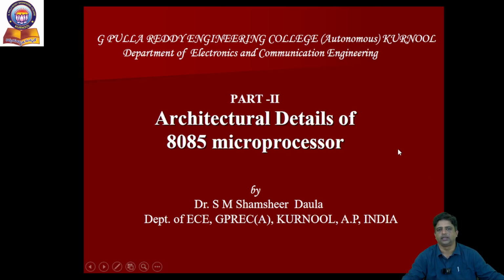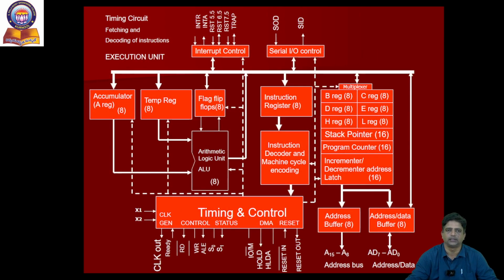Hello, welcome to the part 2 discussion on architectural details of 8085 microprocessor. The session is continued through the architecture representation. The very first unit that is invoked whenever the supply is given to the microprocessor unit is the timing circuit. A continuous clock will be generated based on the further requirements.